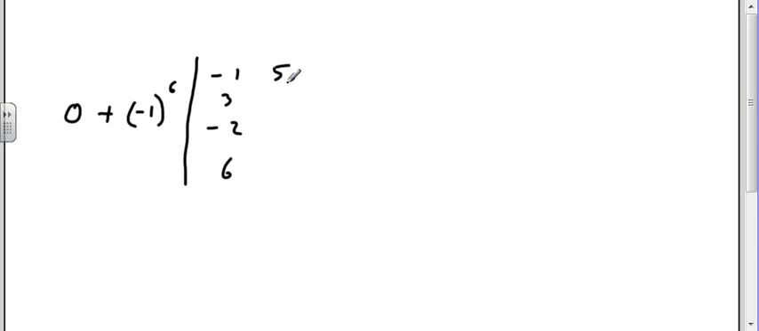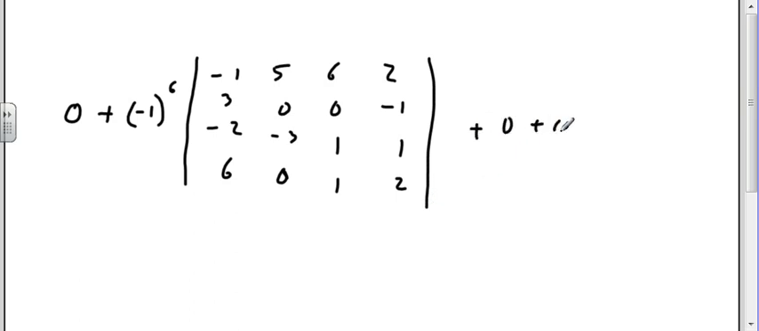So I've got 0 plus minus 1 raised to the row 1, 2, 3, 4 plus column 5, 6 times the 5 by 5 that's left over, removing that row and that column. Minus 1, 3, minus 2, 6. 5, 0, minus 3, 0. 6, 0, 1, 1. 2, minus 1, 1, 2. Okay, plus 0, plus 0, plus 0.